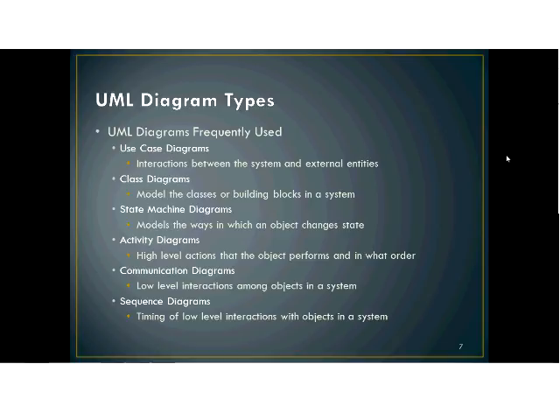Activity diagrams show us the high-level interactions that objects perform and in what order. Communication diagrams show the low-level interactions among objects in a system. And finally, sequence diagrams show the timing of the low-level interactions with objects in a system. We will be going over each of these different types of UML diagrams and how they can apply to our ATM case study in the next few slides.